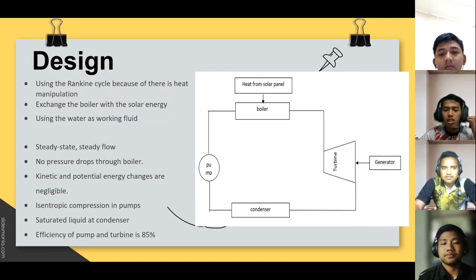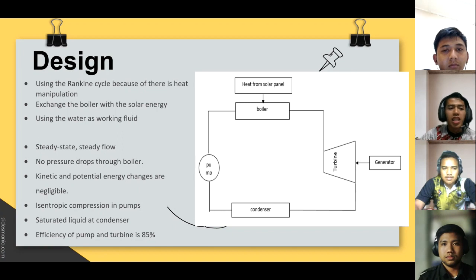For the design of our system, we are using the Rankine cycle because there is heat manipulation. The energy from the sun we receive, we exchange the boiler with solar energy as our source of energy, and we are also using water as our working fluid. In our assumptions, the system is in a steady state, which is a steady flow. There are no pressure drops throughout the boiler. Kinetic and potential energy changes are negligible. There is isentropic compression in the pump, saturated liquid at the condenser, and the efficiency of the pump and turbine is around 85%.